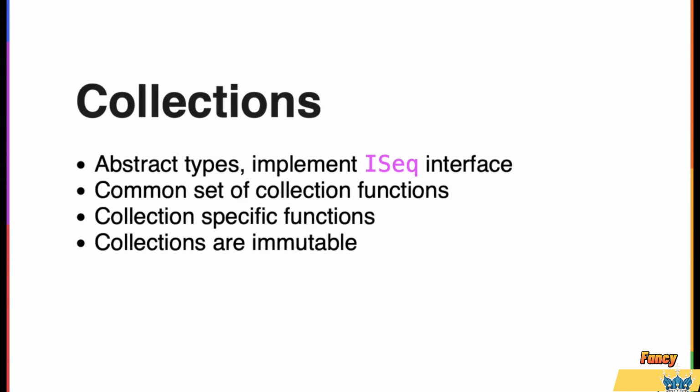Collection in Clojure is an abstract type that implements the ISeq interface. All compound data structures like lists, vectors, maps, and sets are collections. Collections have a common set of functions that apply across data structures and some data structure-specific functions. And all the operations that manipulate a collection in any way are immutable. Clojure has no support for mutating a data structure after it is defined.